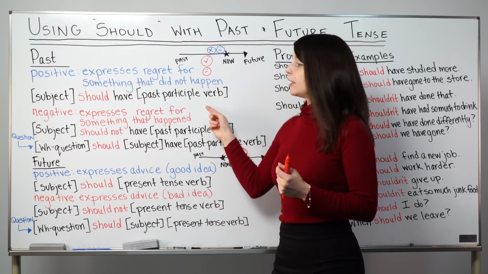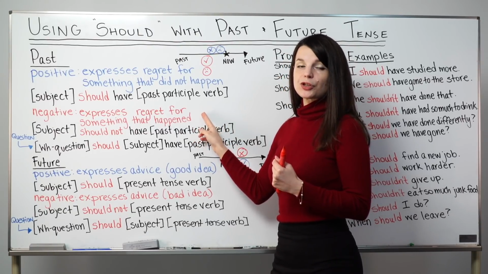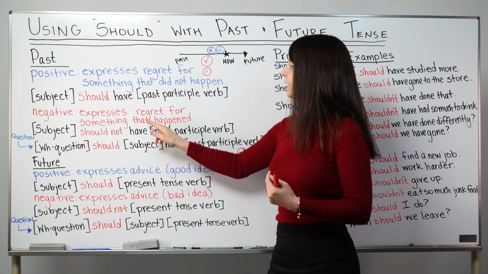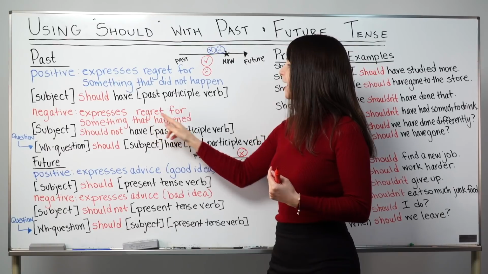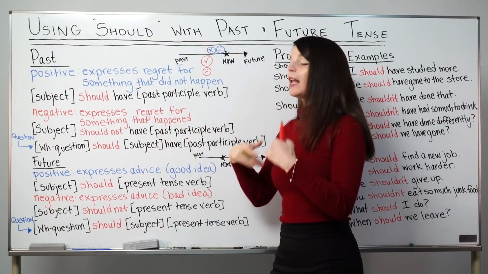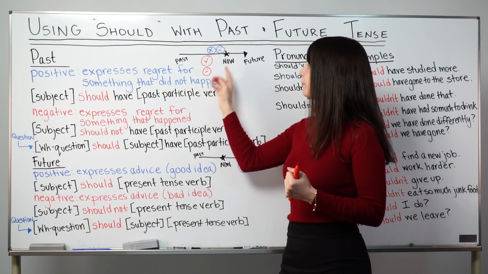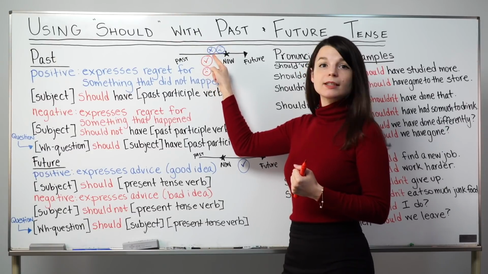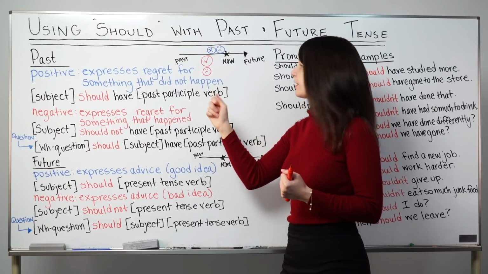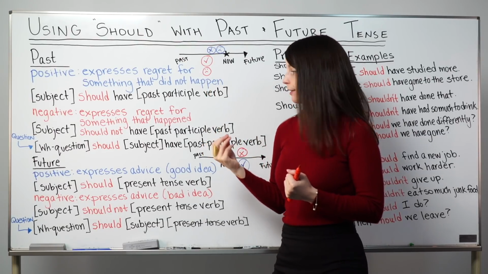Let's compare this then to the negative form. When we make a negative statement using should in the past, it expresses regret, again that sad feeling. It expresses regret for something that happened. So yes, it's a negative sentence, but this action happened. It was real. So again, to imagine this visually, in the past, something actually did happen. So I used a check mark here. This is a true event, a real event. And we regret, or there's some kind of sad feeling about that thing.